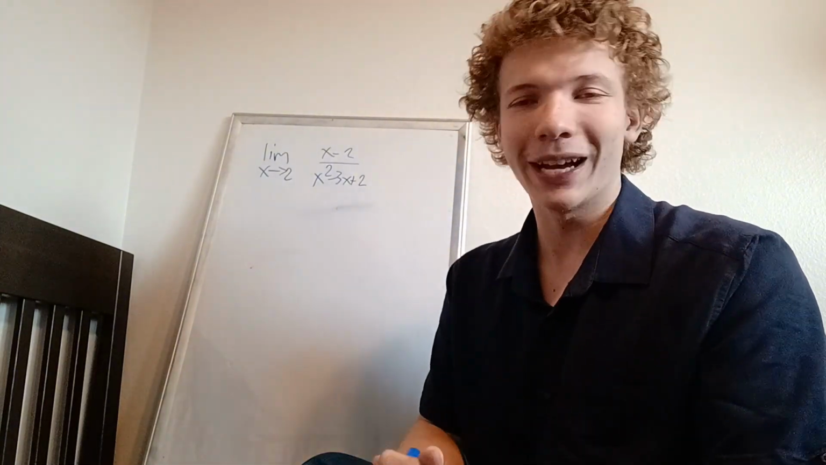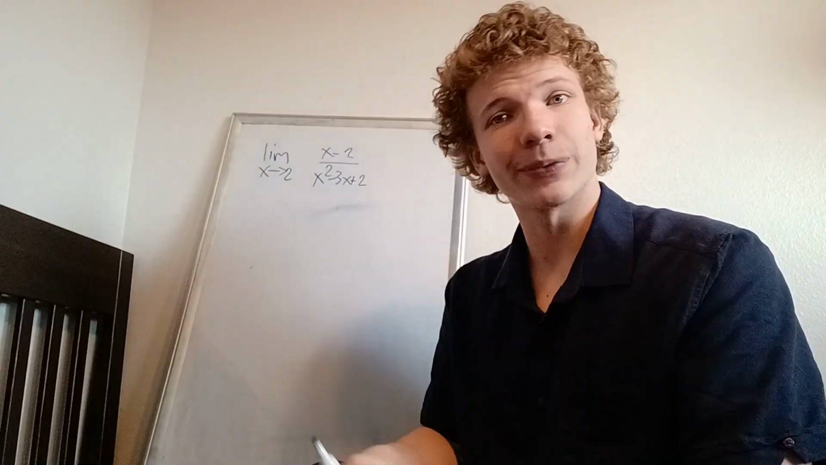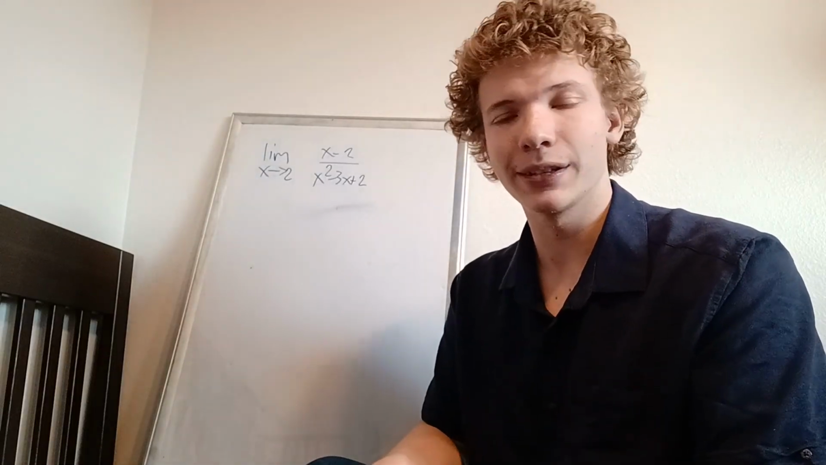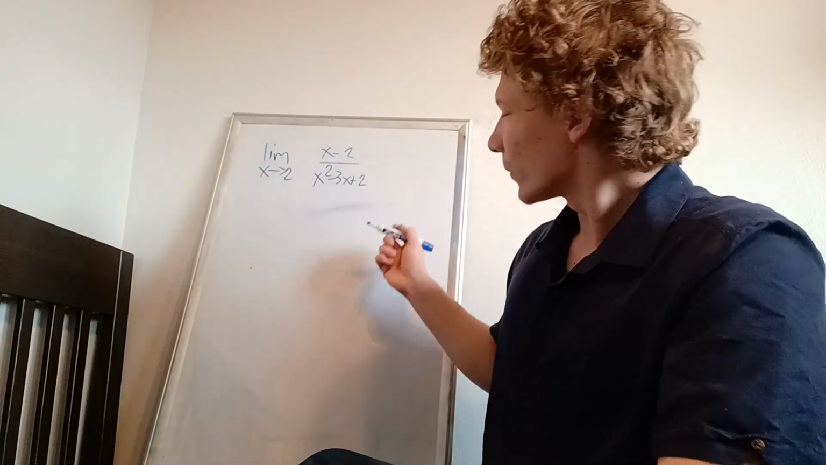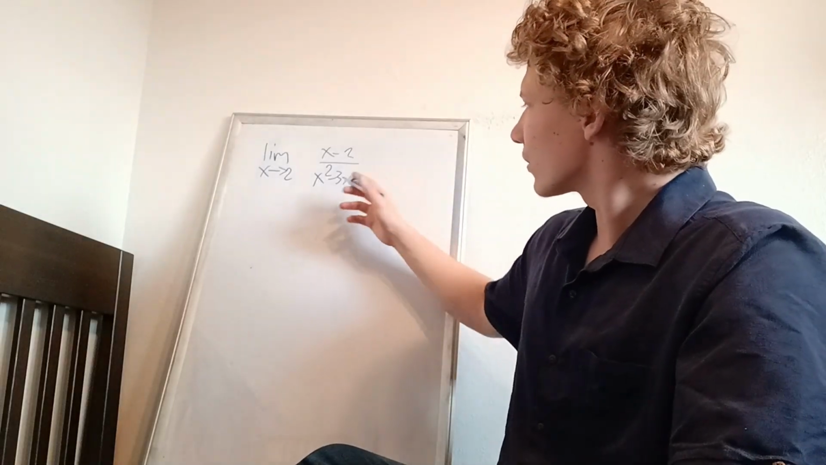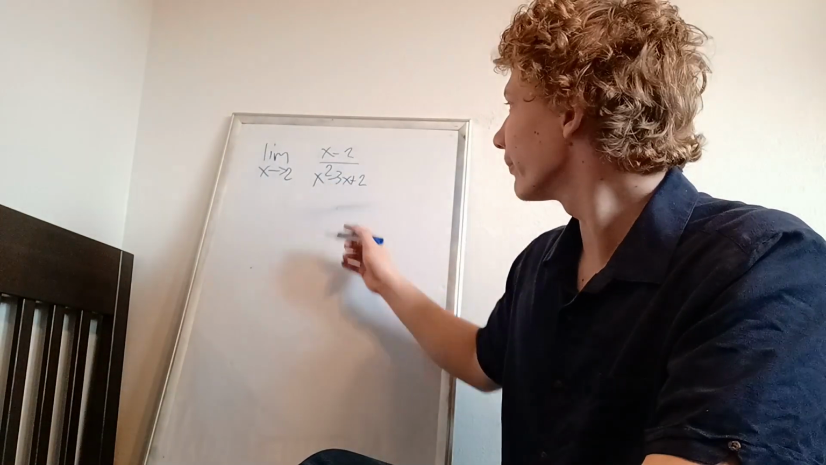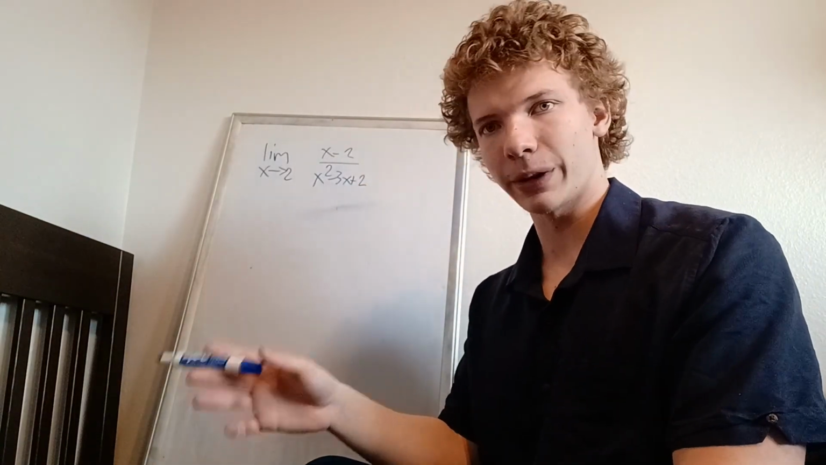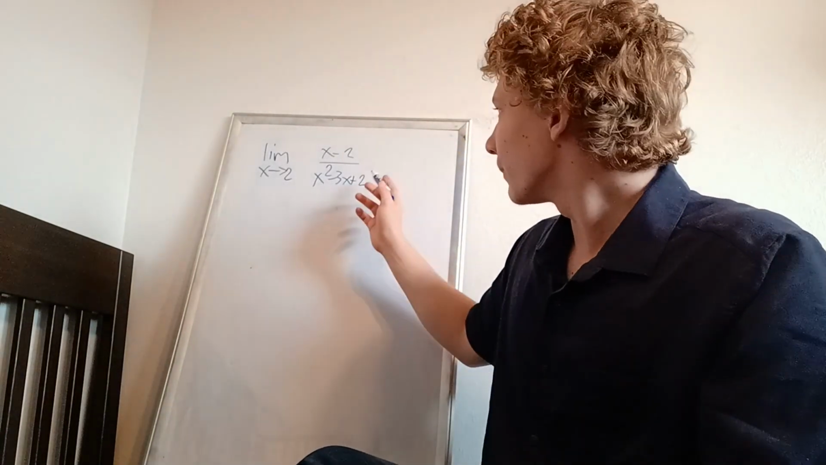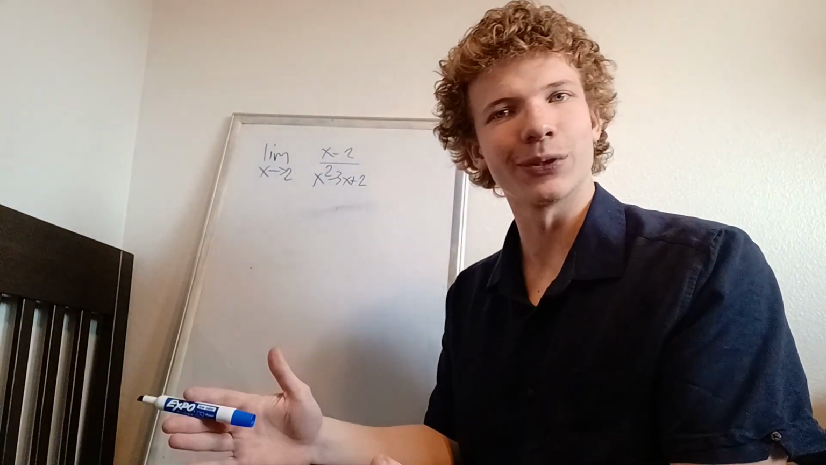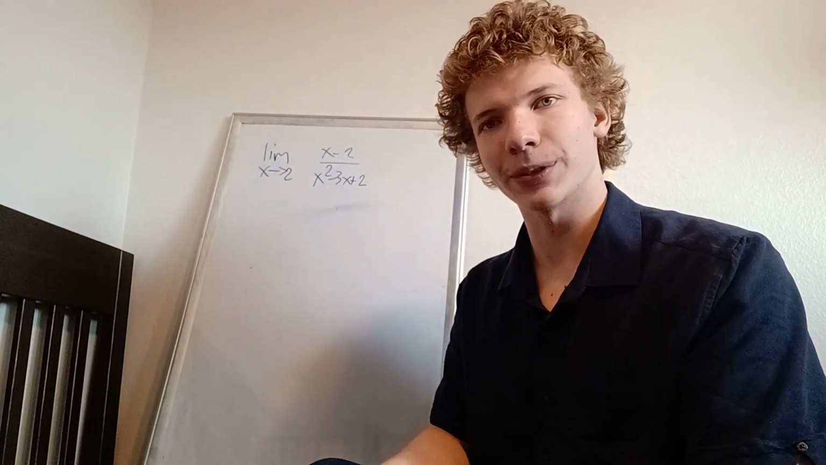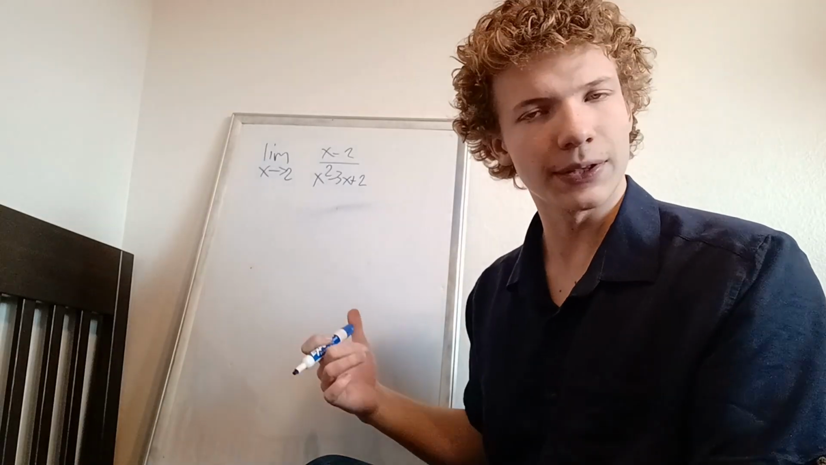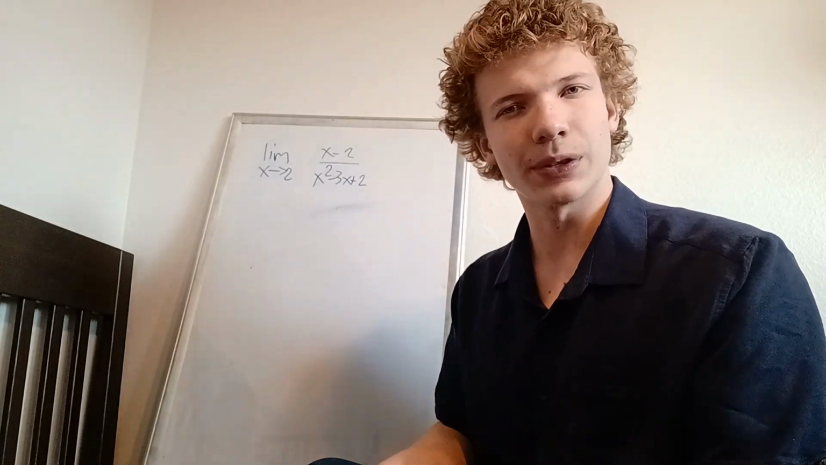Well, no, because we have to check if the bottom is 0, because if it's 0 over 0, then it's undefined, and it's no good. Let's check. The bottom is 2 squared, that's 4, minus 3 times 2. 3 times 2 is 6, and then 4 minus 6 is negative 2, plus 2. Negative 2 plus 2 is 0, so now we have 0 over 0. Okay, so the limit doesn't exist. Surely, 0 over 0 is undefined, right?